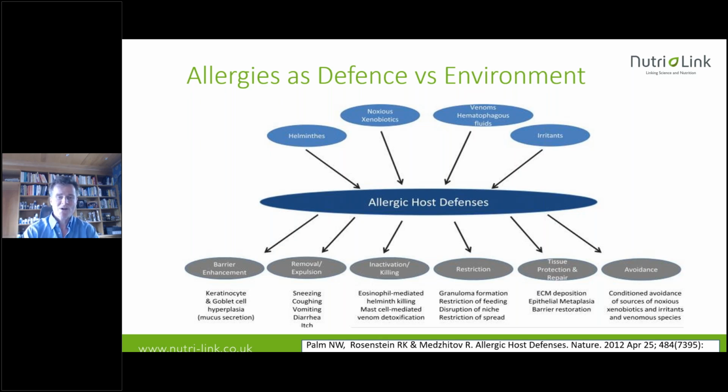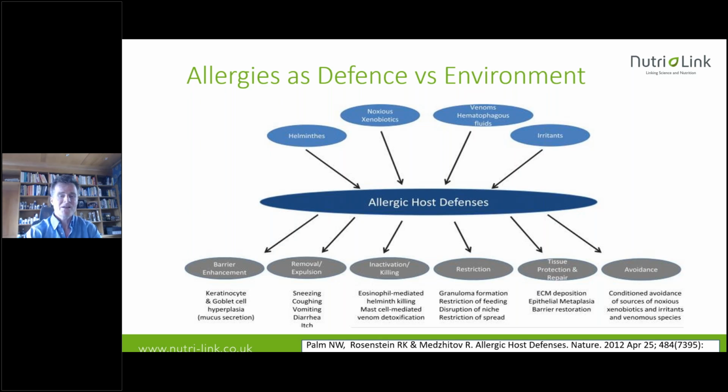There's also something called restriction, tissue protection and repair, and avoidance. Now, we all say with allergies, you avoid them, or you avoid xenobiotics, you avoid them. But sometimes if pesticides are being sprayed in the farmer's field over there and the wind's blowing, it's very difficult to avoid it unless we wear a gas mask or shut the doors and have an air filter on the inside. So avoidance is the obvious thing. And those with nickel allergy, for example, they don't wear nickel, and then they don't get the red skin where the nickel comes into contact with them.